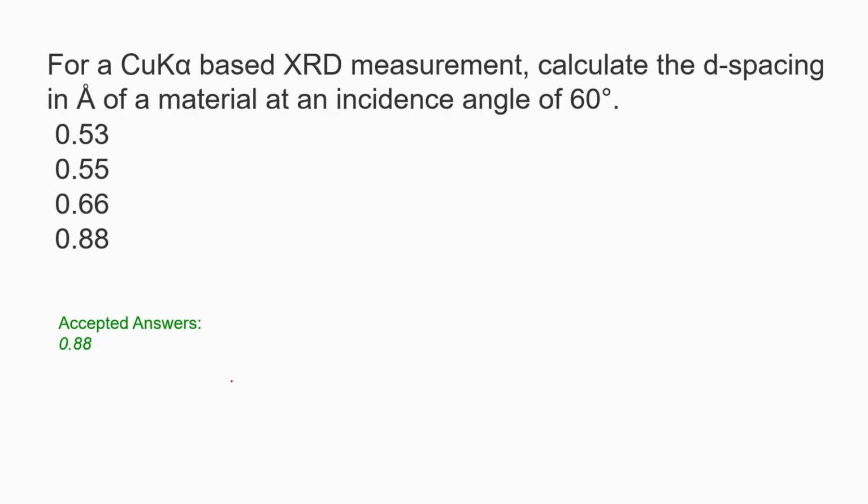Here is the next question. For a copper K alpha based XRD measurement, calculate the d spacing in angstrom of a material at an incidence angle of 60 degrees. The options are 0.53, 0.55, 0.66, and 0.88. The correct answer is already given here, 0.88. So we'll now simply try to solve this equation and get the answer.